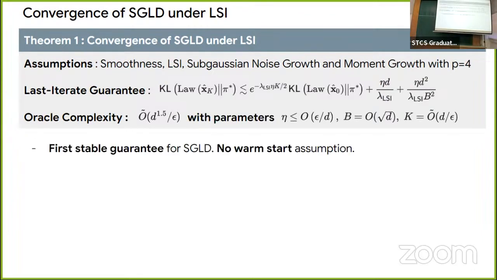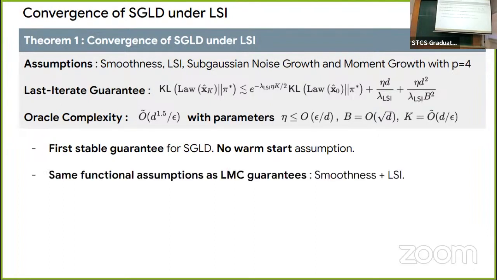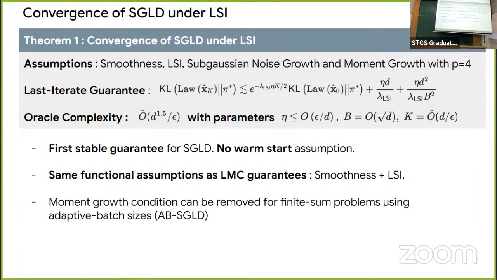Okay, this is the first stable guarantee for SGLD without any warm start assumptions. The same functional assumptions as the LMC guarantees hold, and moment growth can be removed using adaptive batch sizes, so it works with the same assumptions as the normal LMC guarantees. The main point is that it's a stable guarantee for SGLD. It does not diverge to infinity as the number of iterates increases.